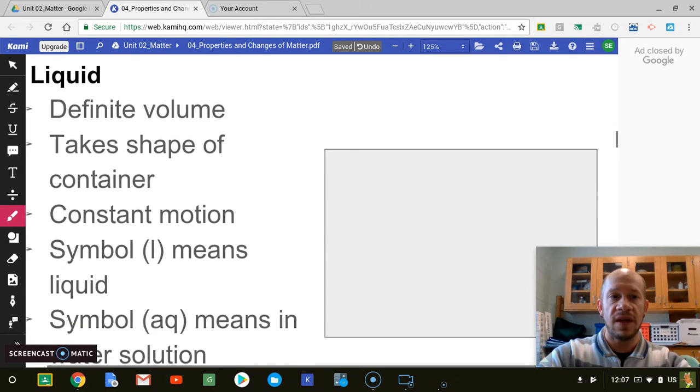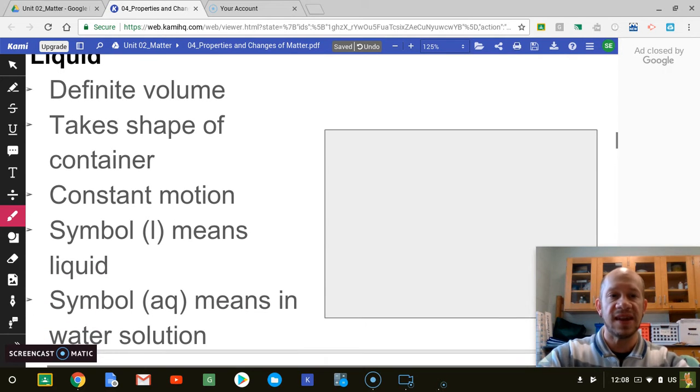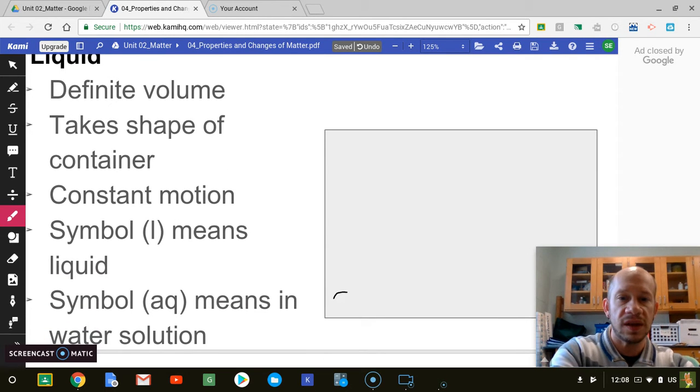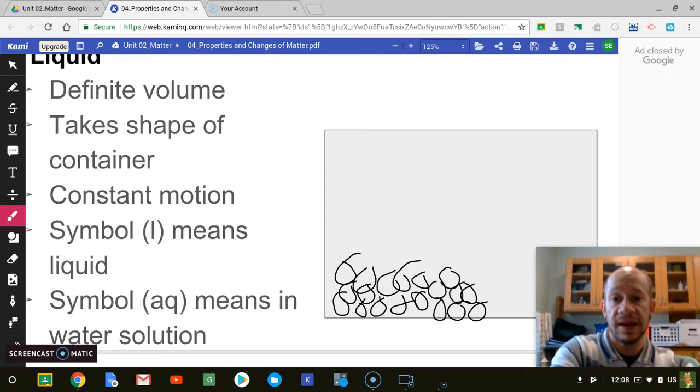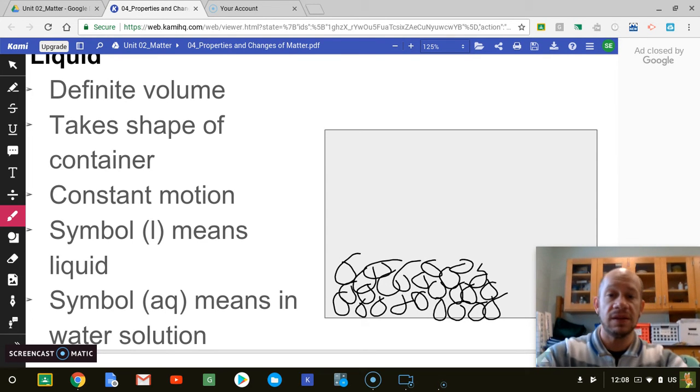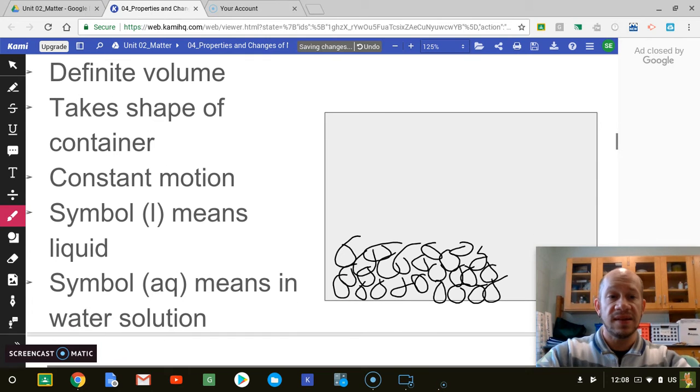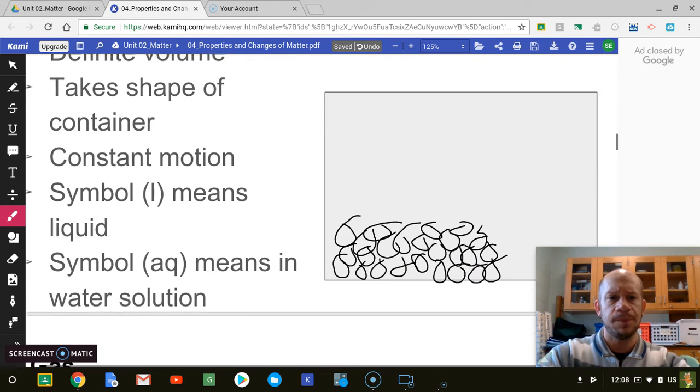Liquids have a definite volume, but they take the shape of the container. They're constantly moving, and you're going to use the symbol (l). You're going to draw these a little bit together, but kind of flowing around down at the bottom of the container. They're not going to fill it up. They take whatever shape it's in, so they move around each other and are not really set. The symbol (aq) means water solution, so that means I have something dissolved in it.